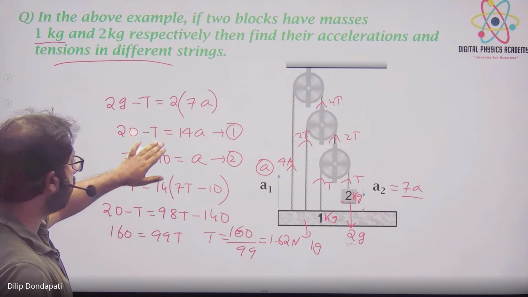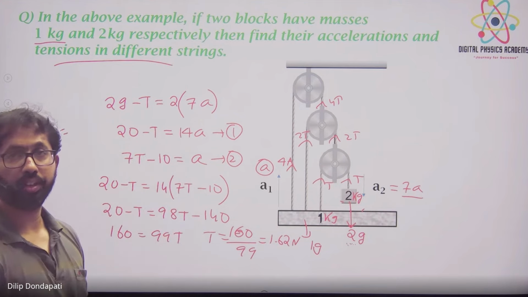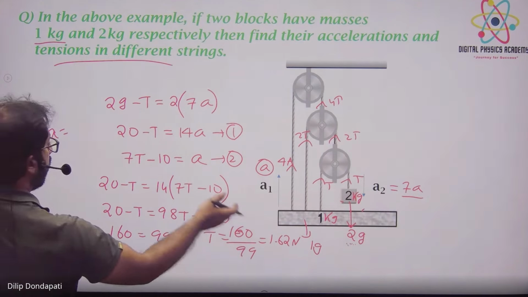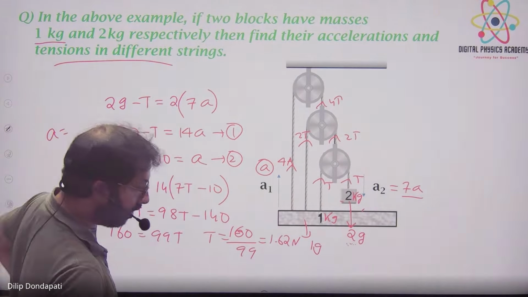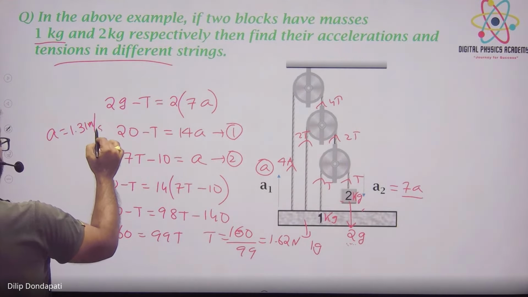In any of the equations, substitute the tension and you'll get the acceleration. If you want, you can use a calculator. If you put in 1.62 and divide, you will get the answer, I'll tell you the answer: that is 1.31 meters per second square.